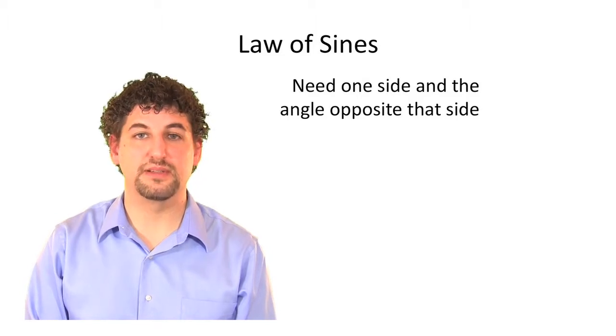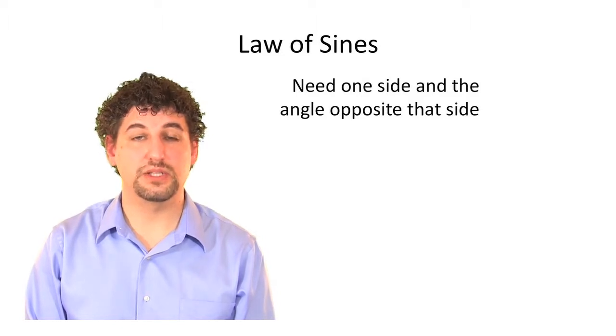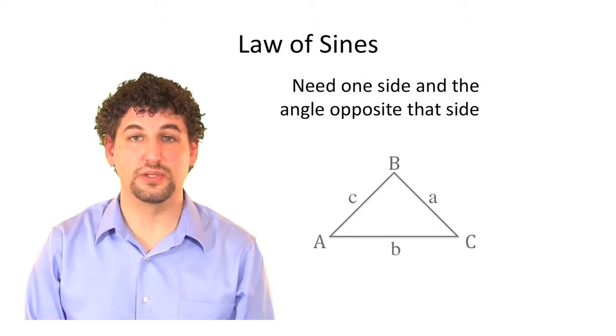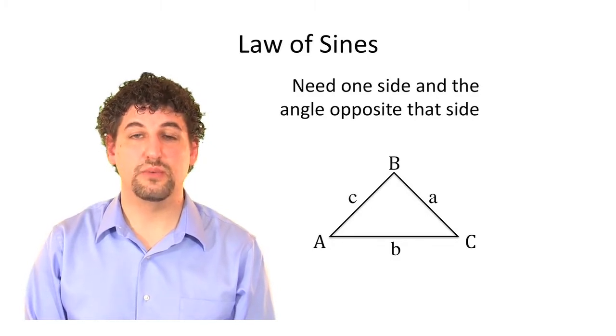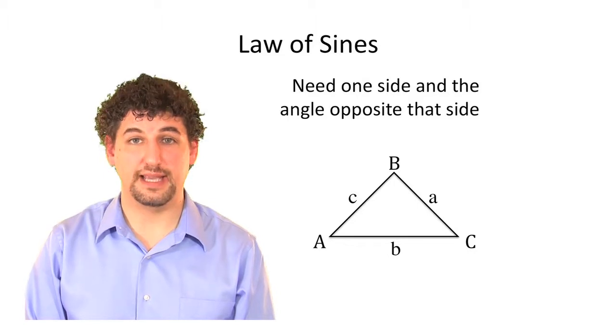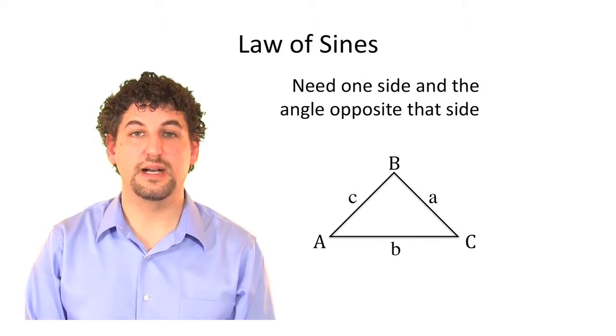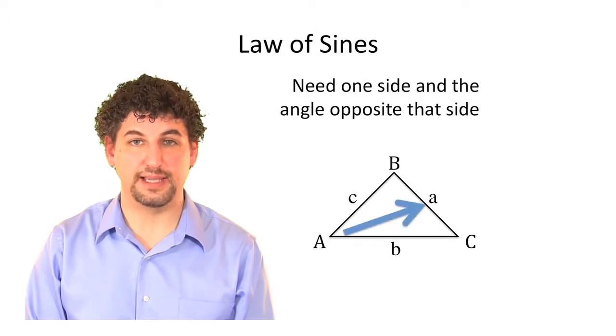You're probably going to be given a triangle, and in order for you to use this formula successfully for this video, I want you to pay attention to how I'm going to label the angles and the sides in this triangle. First, let's say that we have an angle A. If you want to know where side A is, it's going to be on the other side. It's going to be directly opposite angle A.